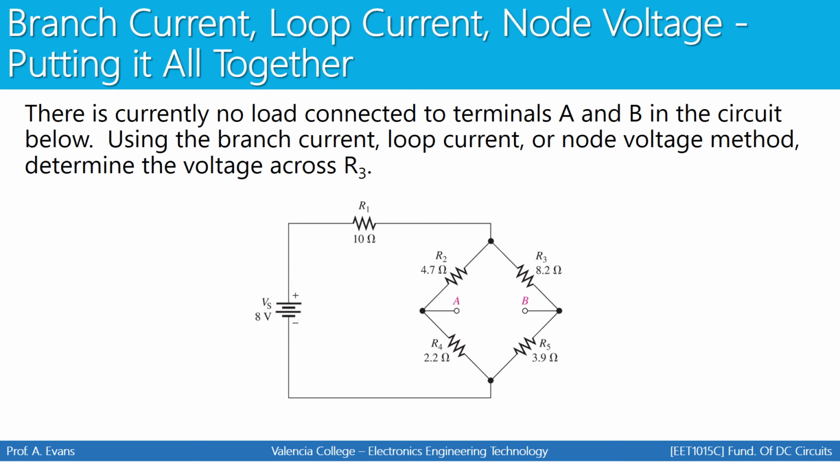Currently, there is no load connected to terminals A and B in the circuit below. What I would like for you to do is to pause this video right now and try to solve this particular circuit. We want to find the voltage across R3. Think about the branch current method, the loop current method, and the node voltage method. Pick whatever one you feel would be the best one or the most applicable one, and solve for the voltage across R3. When you're done, come back to the video and I'm going to show you the solutions for each method. Then you can compare and contrast to see which method was the most efficient.